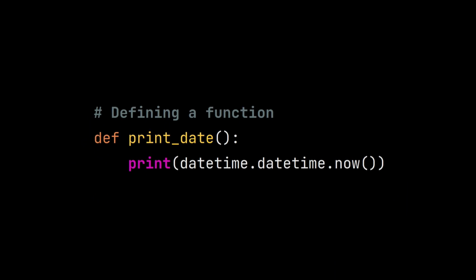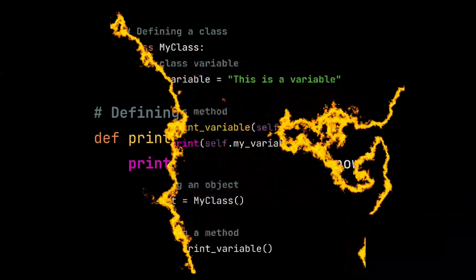Next up is the def keyword, which we use to define a function. A function is a block of reusable code that performs a specific task. We start with the def keyword, followed by the function name and parentheses. The code block within every function is indented, which tells Python what code belongs to the function. Our function, print_date, calls a function from the datetime module to print the current date and time.